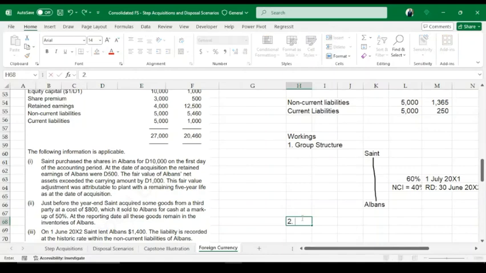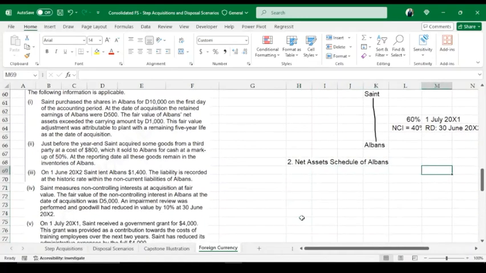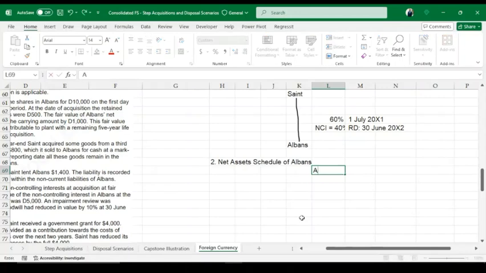Let's go to workings 2. That is our net assets schedule of Albans. When it comes to the net assets schedule, as we already know, we are going to have the amount at acquisition, our net assets at acquisition. Then we have at reporting, and then we are going to have our post-acquisition profit.